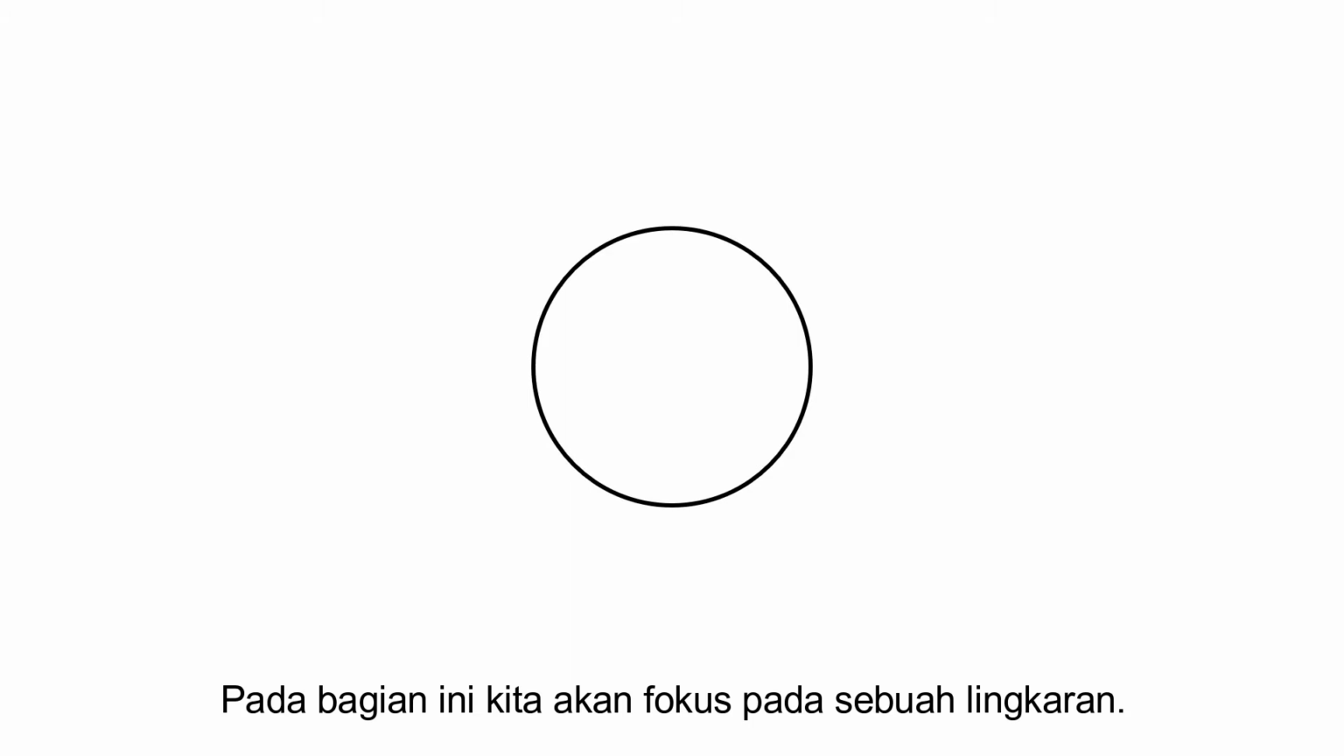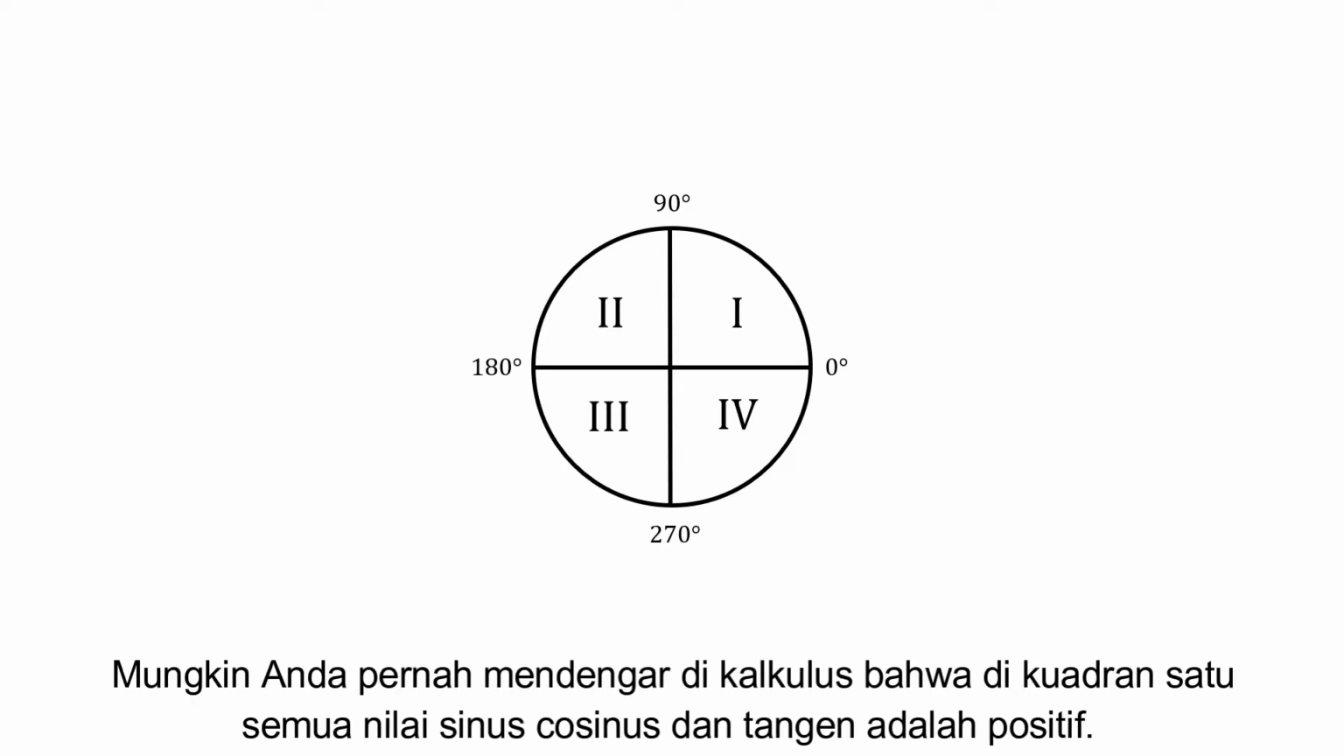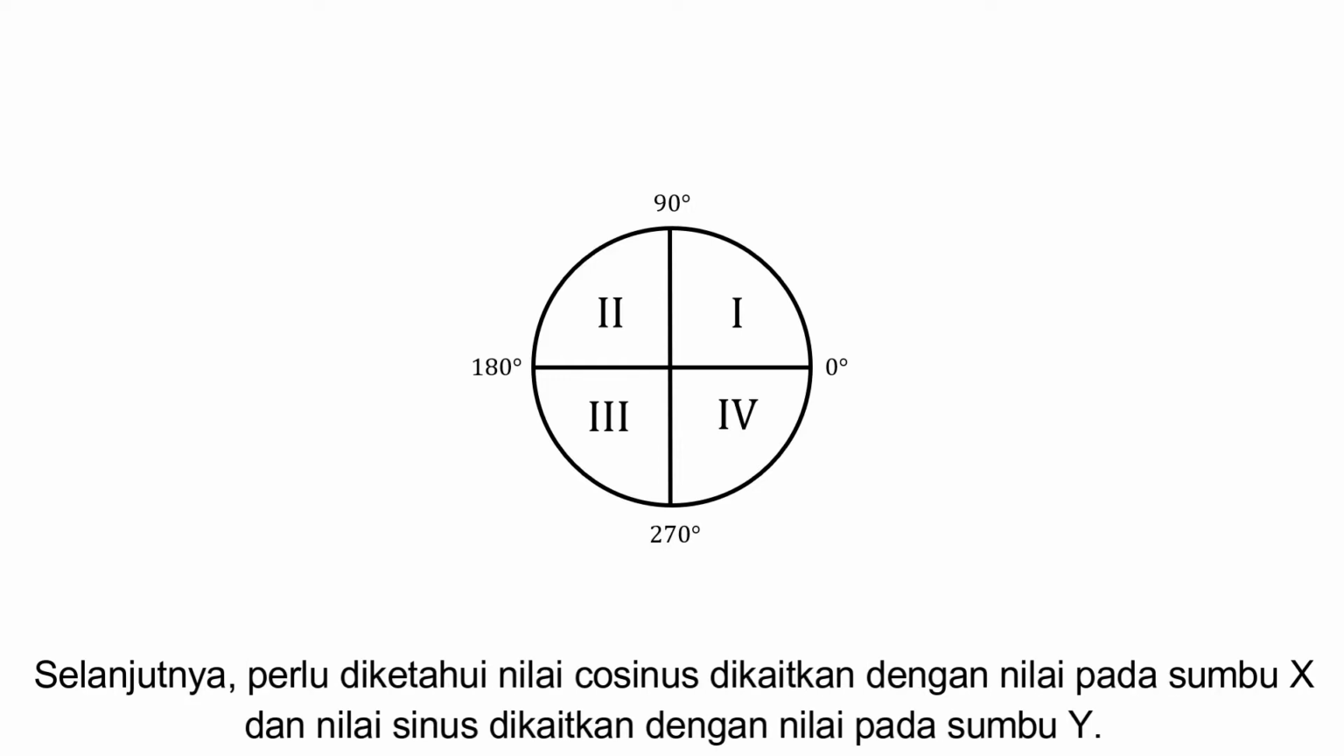In this part, we are going to focus on the unit circle. So in a unit circle, you need to know that this is the first quadrant. This is quadrant 2, quadrant 3, and quadrant 4. Perhaps you have heard of the expression "All Students Take Calculus." In quadrant 1, all sine, cosine, and tangent functions are positive. So that's the "All" part in "All Students Take Calculus." In quadrant 2, sine is positive. In quadrant 3, tangent is positive. In quadrant 4, cosine is positive. Those are something to know.